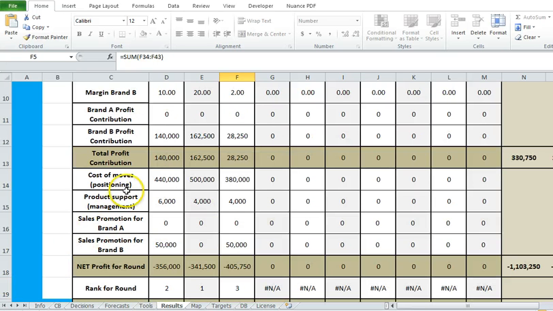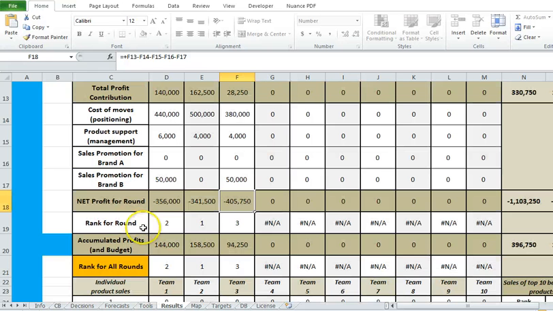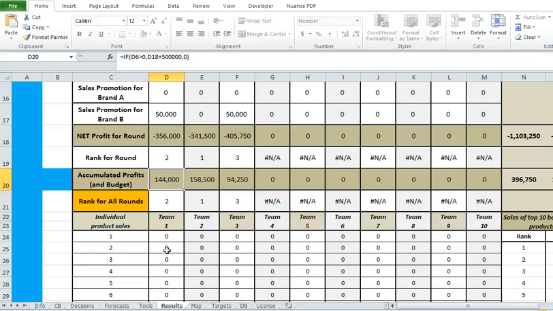Then we have our various costs: the product development costs and positioning, our cost of $2,000 per product per round, and our sales promotion. As we can see, each of these teams has invested money for the year. Then we have a ranking of profit, our accumulated budget and profits, and what will be next year's budget. Remember, we started on 500,000 in reserves, so we've obviously dug into that. So it is possible to lose money in this game, but typically teams make money.